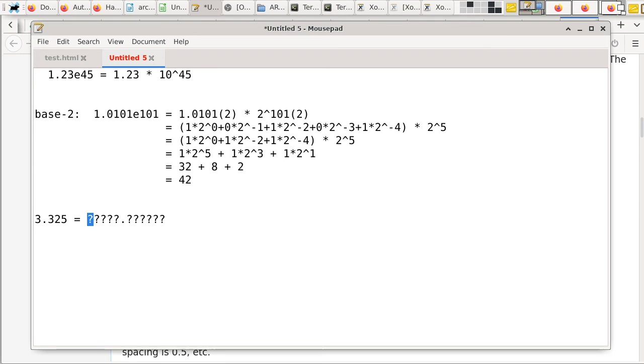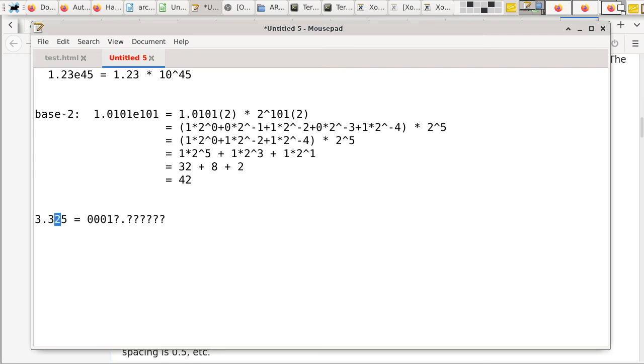This is representing 2 to the power of what? 0. OK, let me count over here. This is 2 to the power of 0, 1, 2, 3. This is 2 to the power of 4. So I'm really asking, do we have a 16 in 3? Quite obviously, no. Do we have an 8 in 3? Do we have a 4 in 3? Do we have a 2 in 3? So once you take the 2 out of 3, you have 1.325 left, OK?